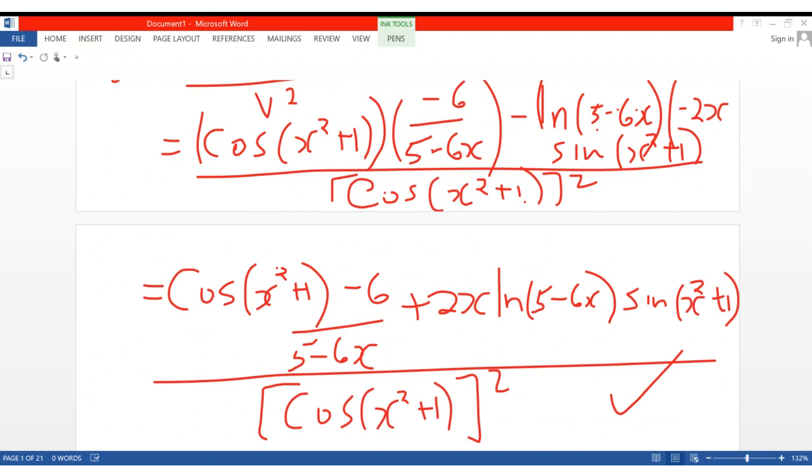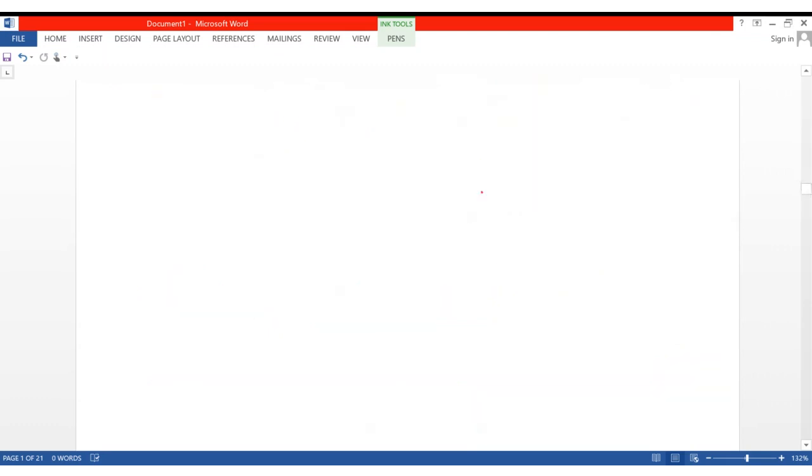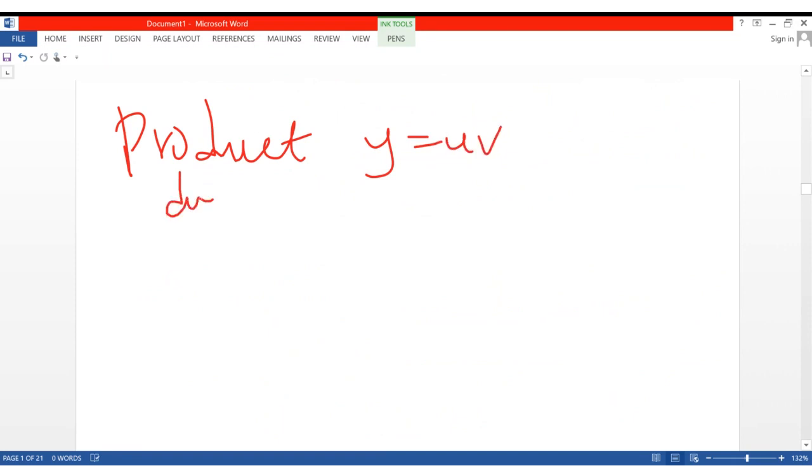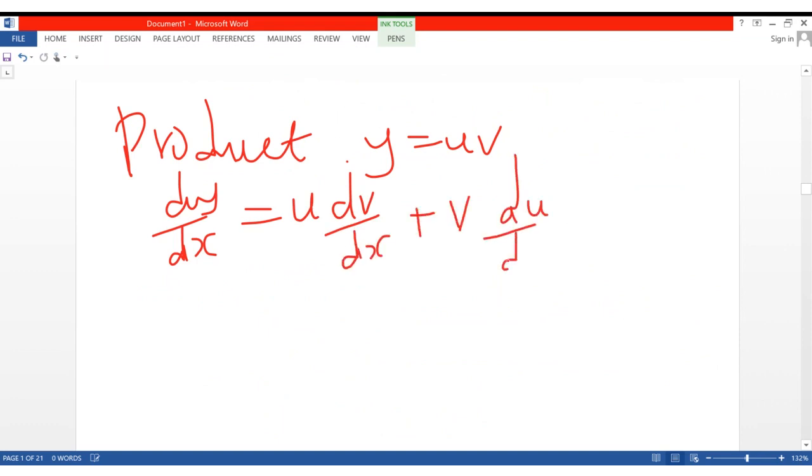So let me pause. The most important things for you to note for today's class are two. The first one is the product rule. When you're multiplying two things, so when y is equals to uv, dy all over dx, you need to write this formula somewhere. It's given by u dv over dx plus v du all over dx.